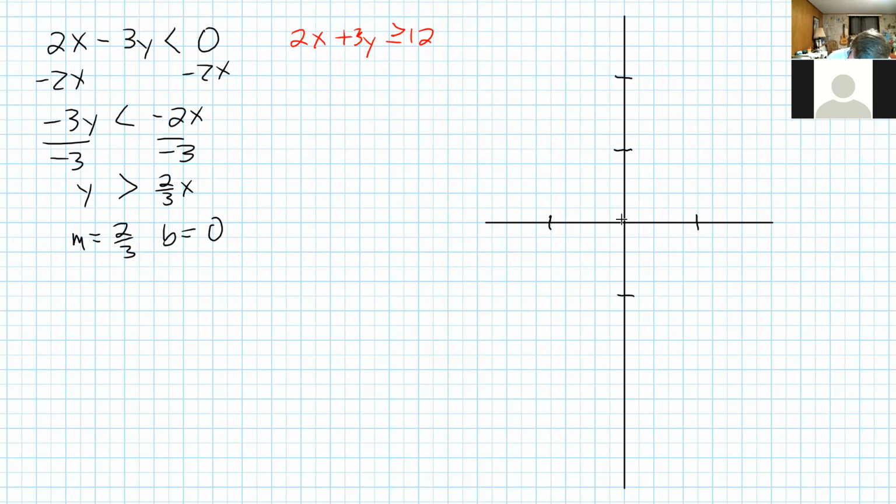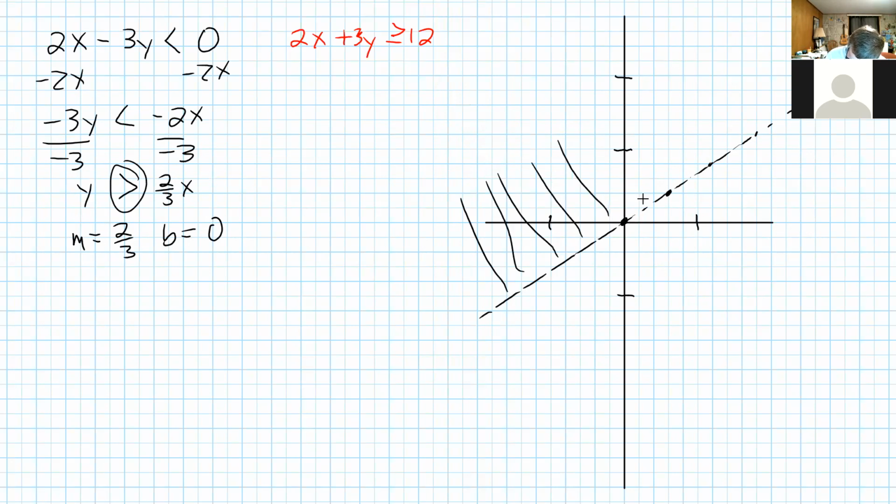So plotting the y-intercept at 0, going up 2/3, up 2/3, up 2/3, etc. Now, my inequality does not include an equal sign. So that means that the line I'm going to draw should be dotted. Okay. It says y is greater than, so we're going to be above the dotted line.